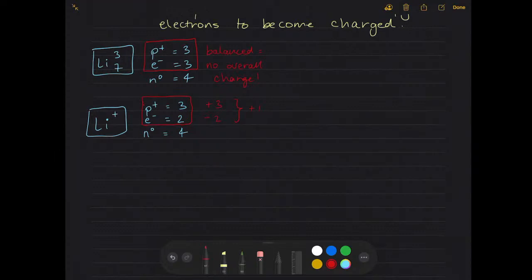And the key thing here is the electrons do not equal the protons. That's what this symbol here means. And therefore there is an overall charge, which is what this ion is, Li+.